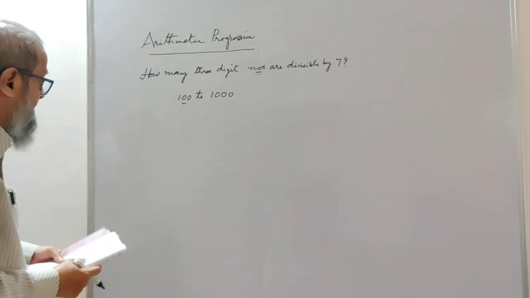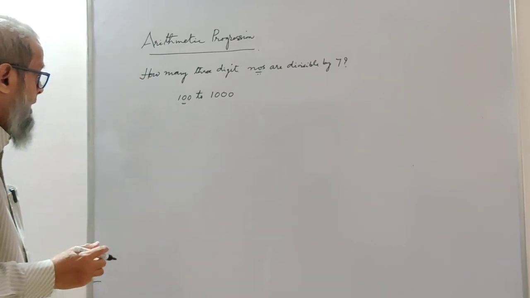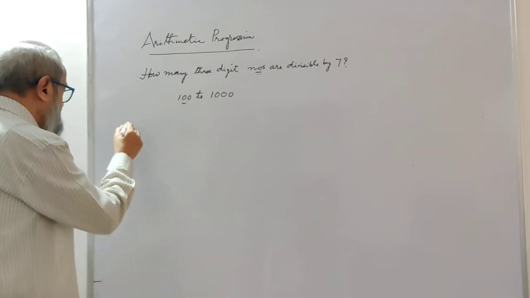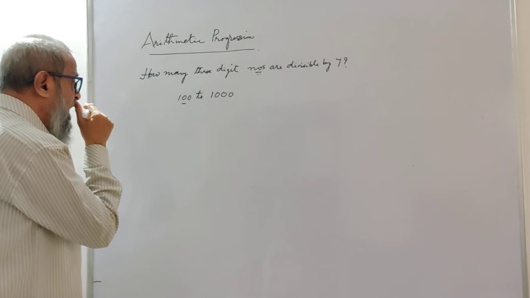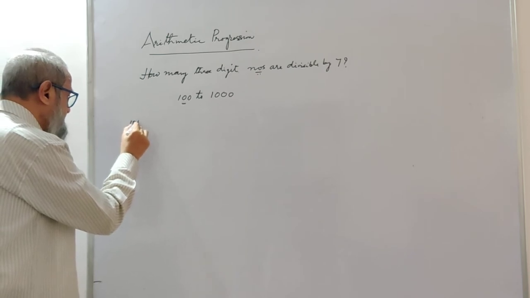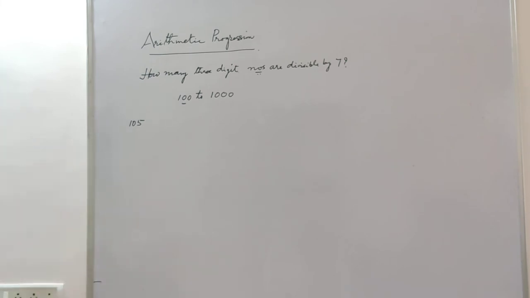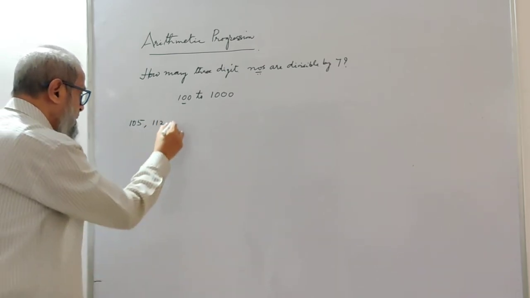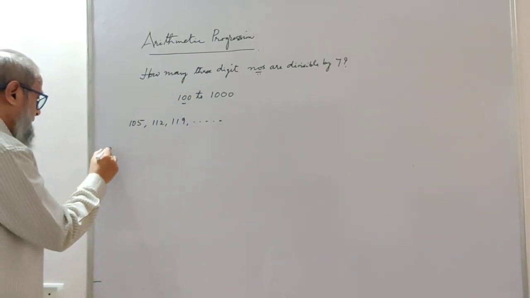Now, let us see which is the first number which is divisible by 7. 15 sevens are, I think, 105. I think 105 is the first number after crossing 100. Then the second number is 112, the third number is 119, etc.